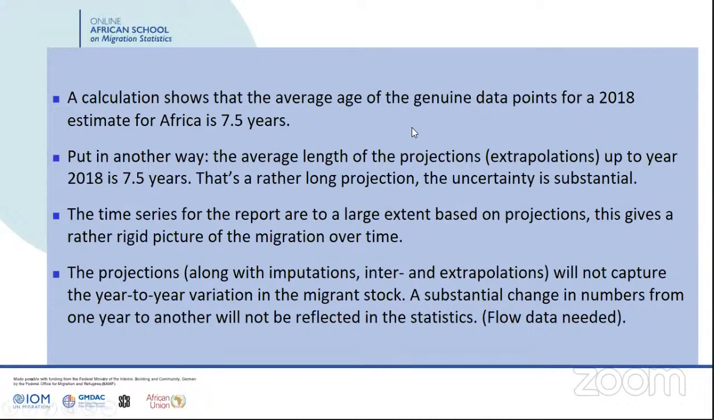So I have calculated what is the average age of the empirical census data points for a 2018 estimate for Africa in our survey. And that age is 7.5 years. So if we put it in another way, we can say that the average length of the projections from the most recent census up to 2018 is 7.5 years. And that is a rather long projection. The uncertainty in that projection is for sure substantial.